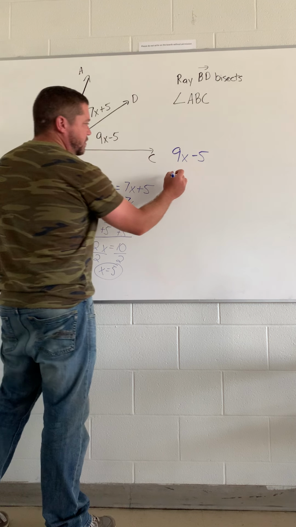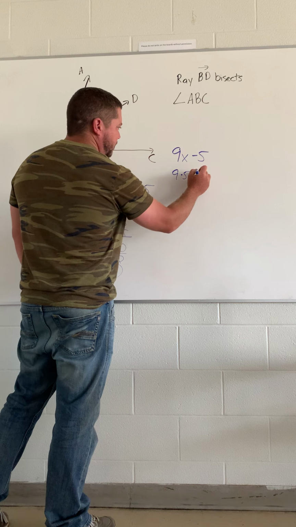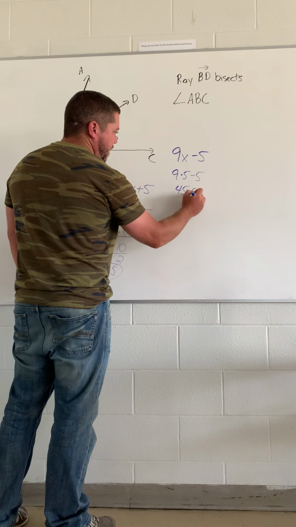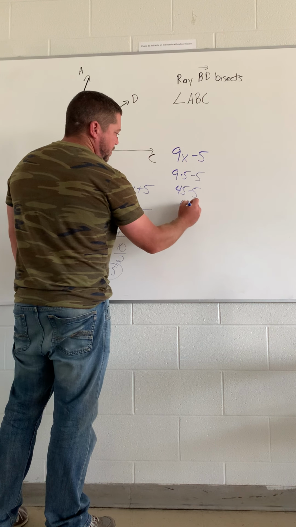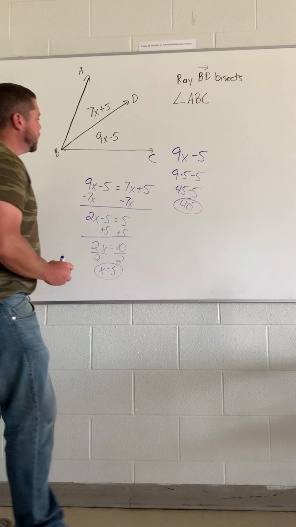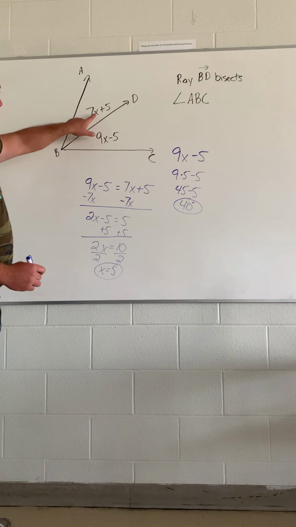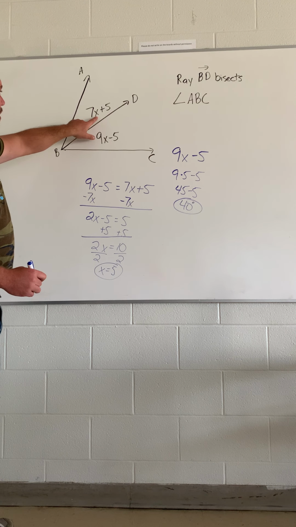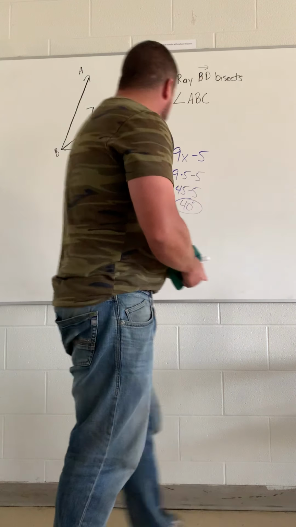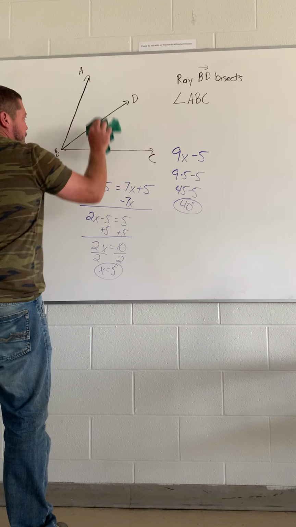All right, the value's 5, so we get 9 times 5 minus 5. 9 times 5 is 45, minus 5. So our angle measure is 40 degrees. We may want to plug it in the other side just to make sure. If we plug in 5 for x, 7 times 5 is 35, plus 5 is 40, so we get the same thing. So now I want to give you one to try on your own.